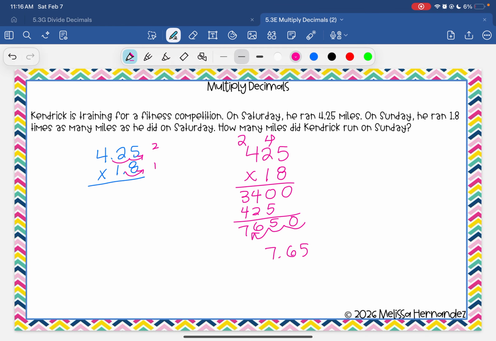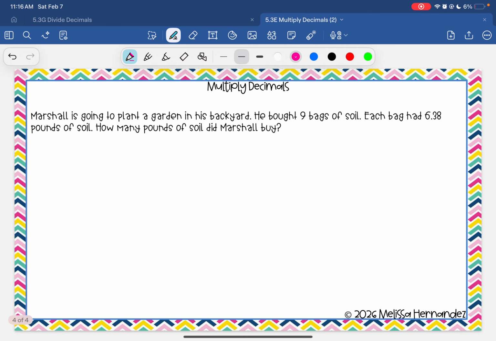So for the final one, Marshall's going to plant a garden in his backyard. He bought 9 bags of soil. Each bag had 6.38 pounds of soil. How many pounds of soil did Marshall buy? So it's 9 bags, but we know that 1 bag is 6.38 pounds. If you wanted to know what 2 bags is, you would just double it. But you didn't want to know what 2 was. You wanted to know what 9 is. So you could double this.